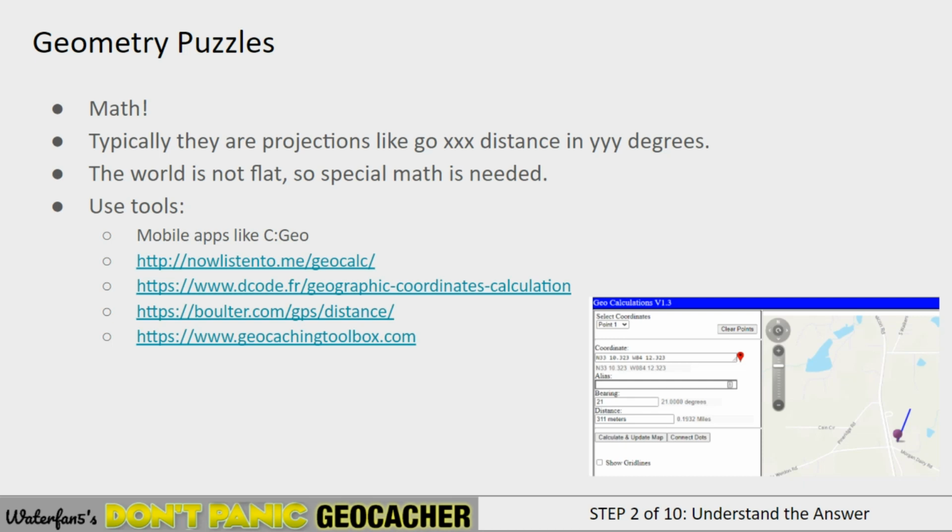Fortunately, there are lots of tools that can help you, like CGO for the mobile application supports projection, but for other types of math operations, like intersections, finding the middle between distance, there are lots of online tools to help you. Like Now Listen to Me, the decode ones that I've mentioned before, but also several other websites support doing these types of calculations and can help you further.